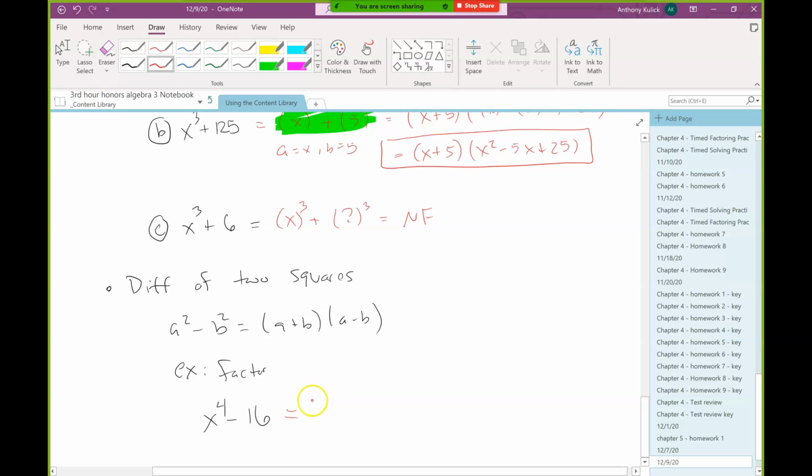So I need to think about x to the fourth as something squared. Well, I know x squared times x squared is x to the fourth. So x to the fourth could be x squared, squared. 16, well, that's easy. That's 4 squared. So this fits the pattern. So I can now just plug in my values for a and b, where a is x squared and b is 4.